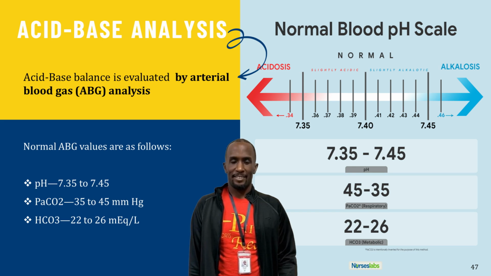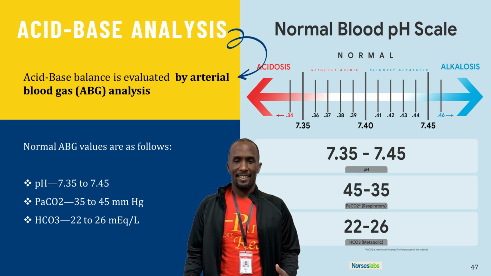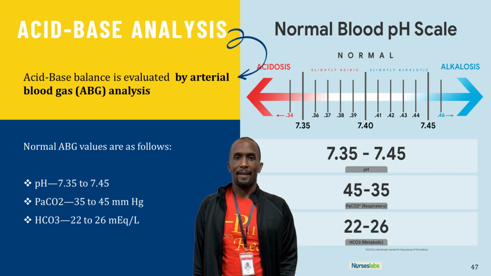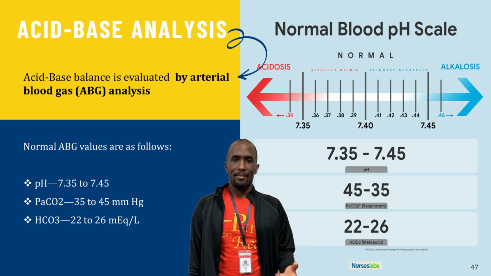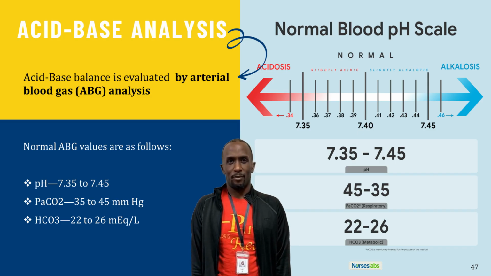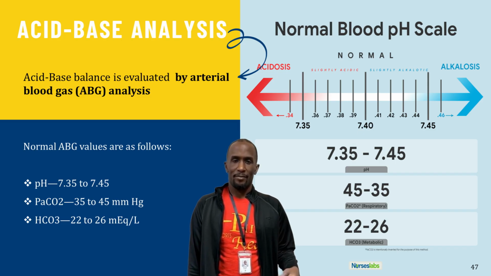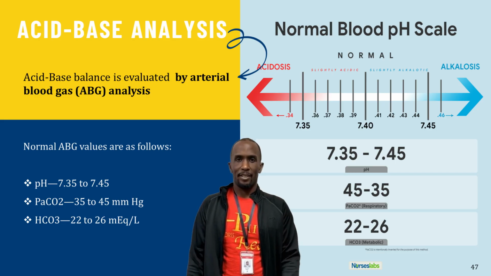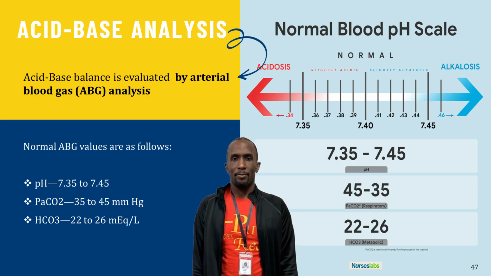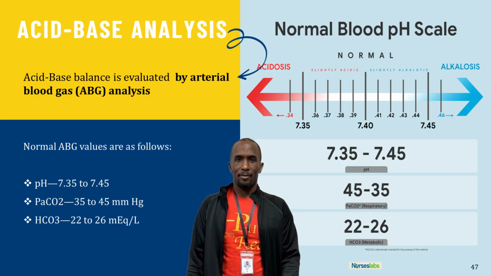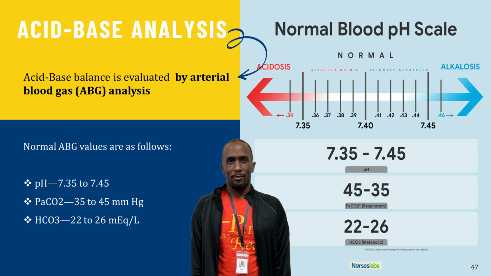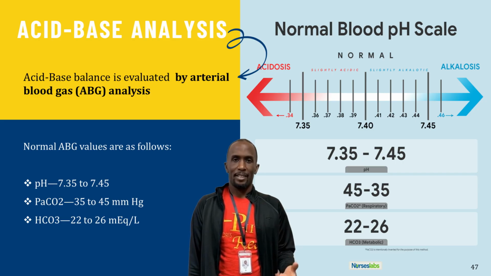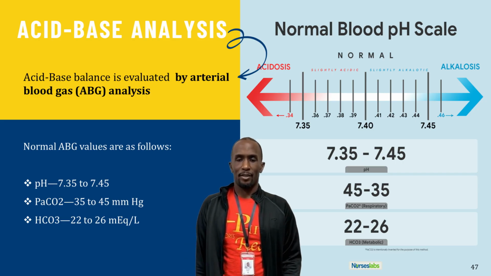Acid-base balance is assessed through arterial blood gas (ABG) analysis. Key normal arterial blood gas values include a pH of 7.35 to 7.45, partial pressure of carbon dioxide ranging from 35 to 45 millimeters of mercury, and bicarbonate levels between 22 to 26 milliequivalents per liter. These parameters are crucial for diagnosing and managing acid-base disorders.